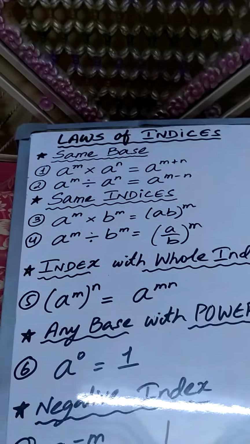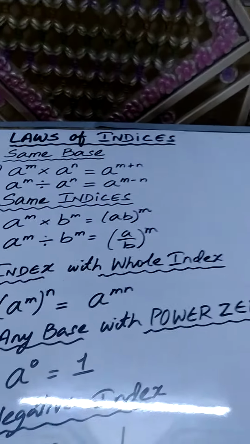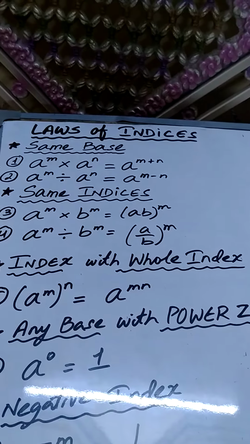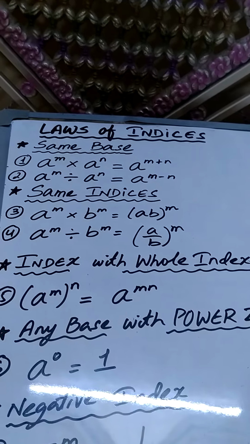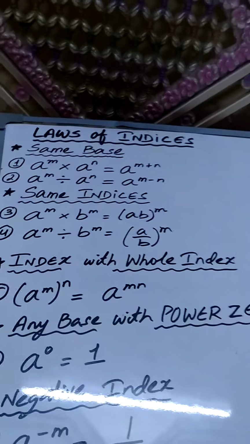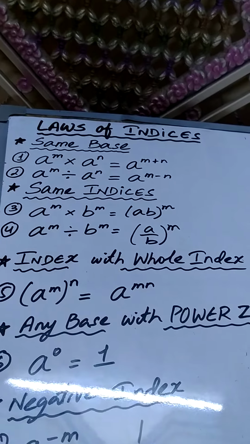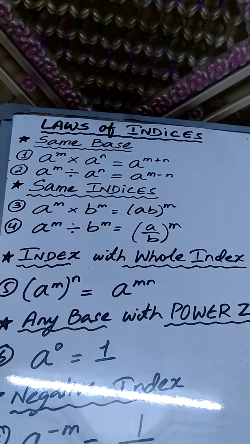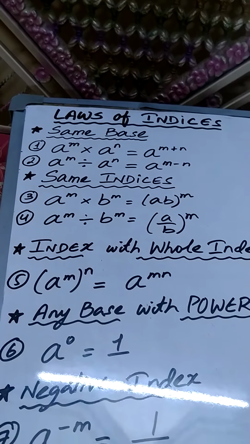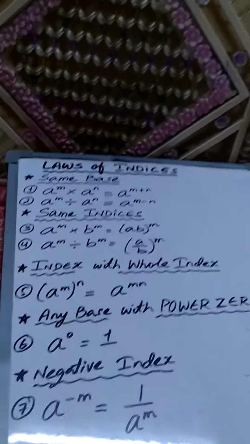So indices is the plural of index, and index means how many times the base is multiplied by itself. Base can be a number, base can be a variable, and base can be a bracket. So the word power always tells us how many times a number, a variable or a bracket is multiplied by itself. Then there are a few laws of indices.